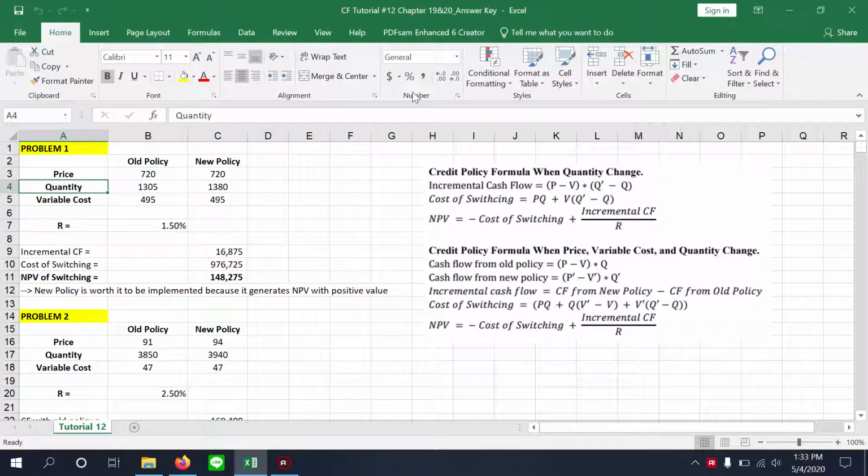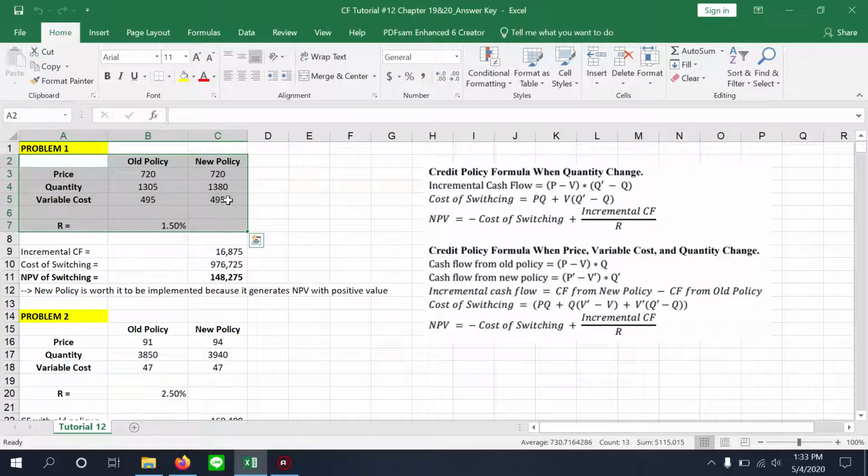And the first problem's information, I'm sure you already read the question sheet, is given information about this. Basically, you have an old credit policy and you're trying to change it into a new policy. So the question is, is it profitable to change into a new policy? The first thing you need to find is the incremental cash flow.